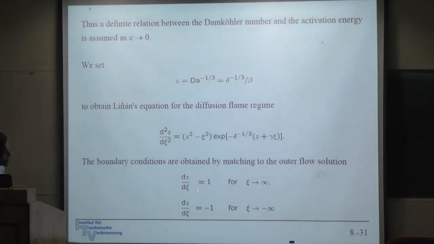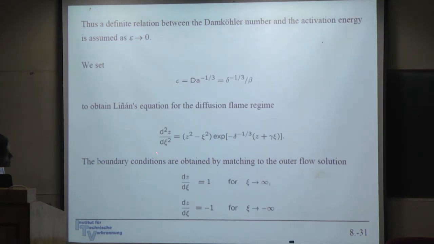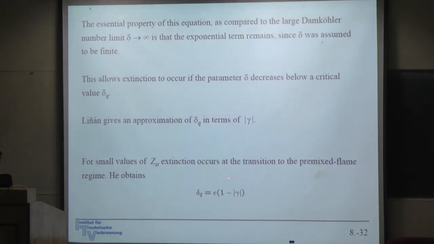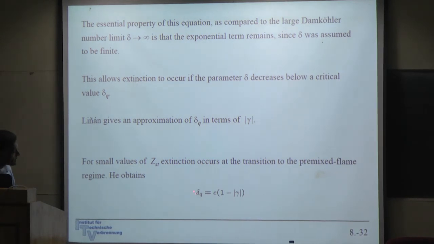Now the boundary conditions to these equations are obtained from matching. These are matching conditions, right? So this is the differential equation, and these are the matching conditions. If you analyze this differential equation, you get the classical C-shaped curve. And from the C-shaped curve one can get, and this is basically linear, this particular expression for the Damköhler number, which actually comes from Liñán's work. So that's the Damköhler number at extinction, obtained at the turning point.